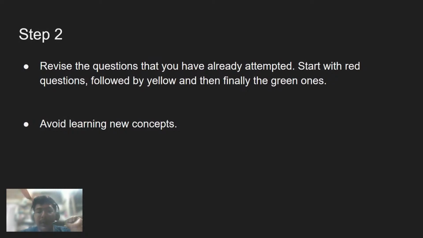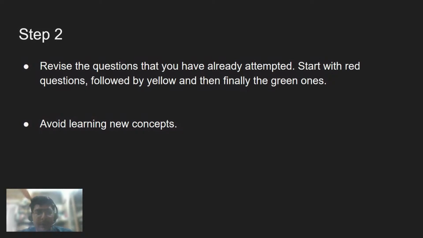So it's important that you start with the red questions, because it is likelier that you will forget the logic that you developed for these questions. So it's important that you revise them first. Then you move on to the yellow questions, the ones which took a bit more time. Maybe you solved them using some hints. And then finally the green ones. These are the ones which you could solve easily. Like, you could develop the logic and solve it within 15-20 minutes. So this is the order you should follow: red questions, followed by yellow, and then the green ones.